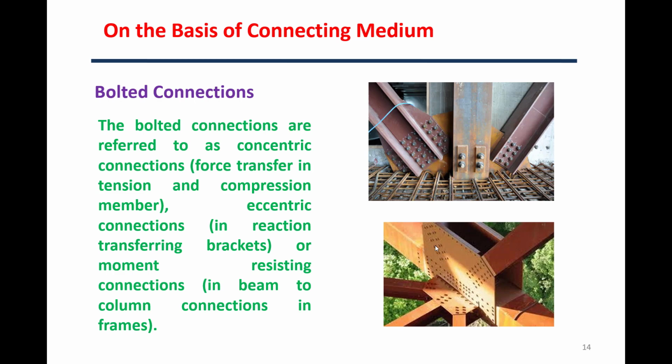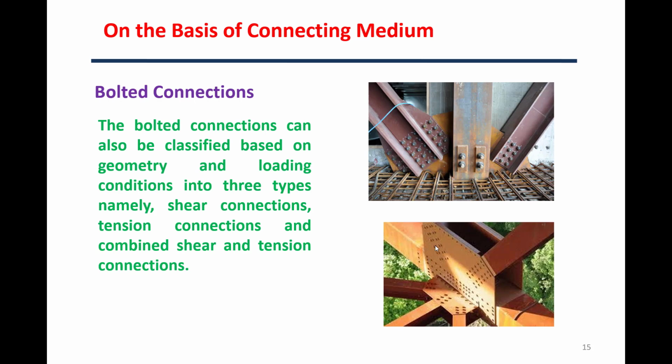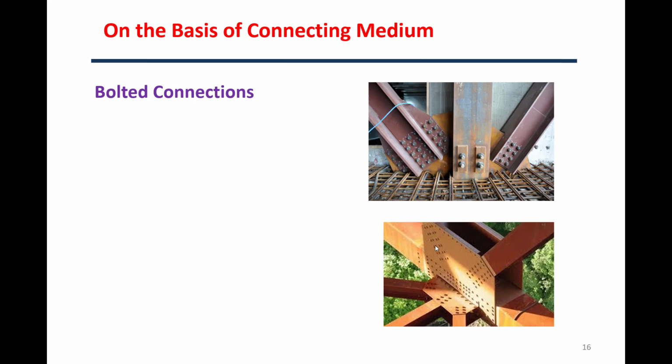So the bolted connections are referred to as concentric connections, so the force transfer in tension and compression members. Eccentric connections are in reaction transferring brackets, or moment resisting connections in beam to column connections in frames. Bolted connections can be classified based on geometry and loading conditions into three types, namely shear connections, tension connections, and combined shear and tension connections.